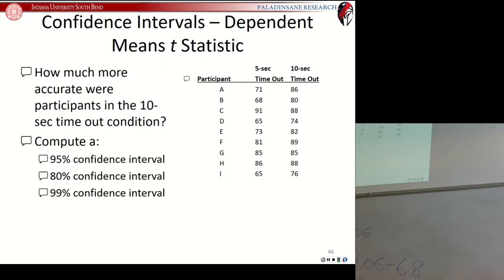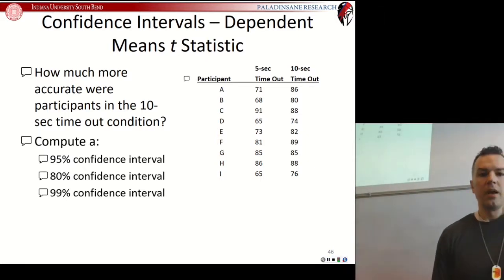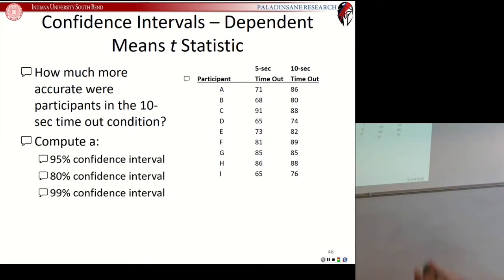So let me just erase the actual numbers that we calculated for the last one, and we'll see how SPSS can help us calculate these new confidence intervals with a dependent means t-test. All right, so once again, note we're doing a dependent means t-test. Once again, note we are asking for a difference in this case. How much more accurate? Not how accurate were the subjects in the 10-second condition, but how much more accurate were they? So again, we're looking for a confidence interval of the difference.